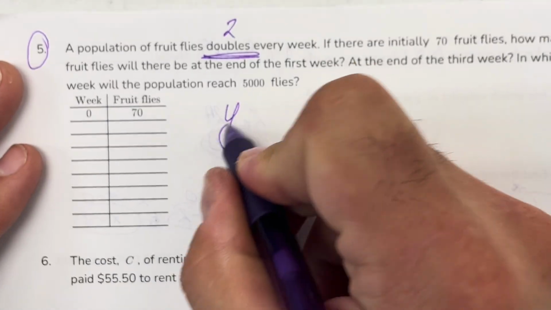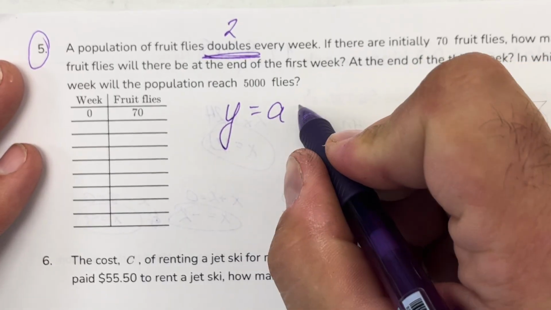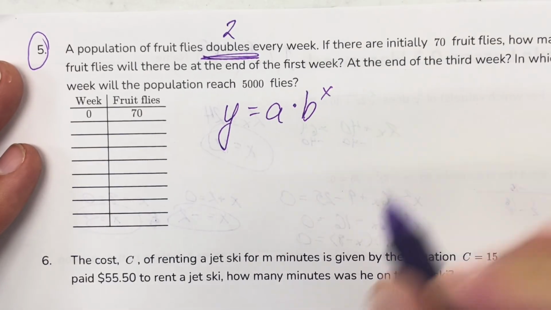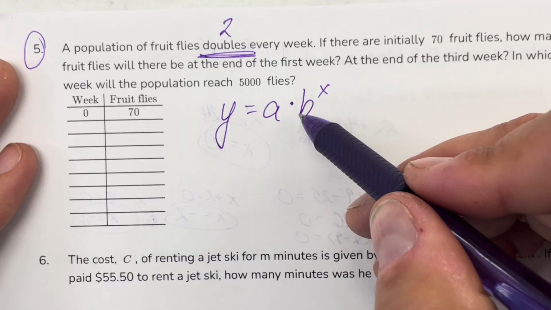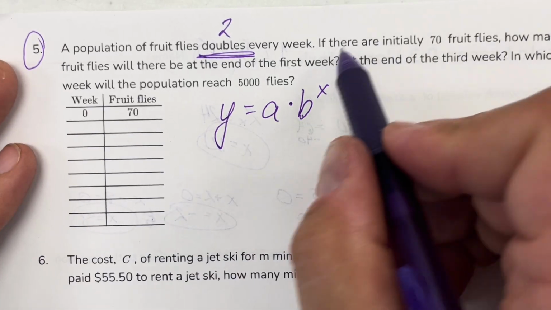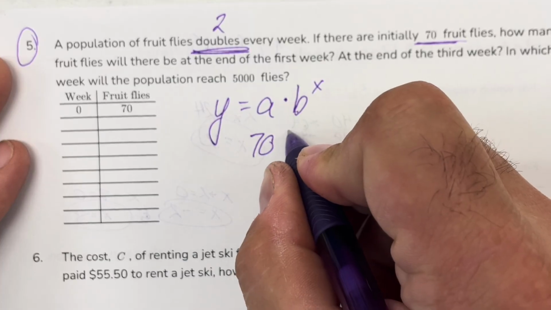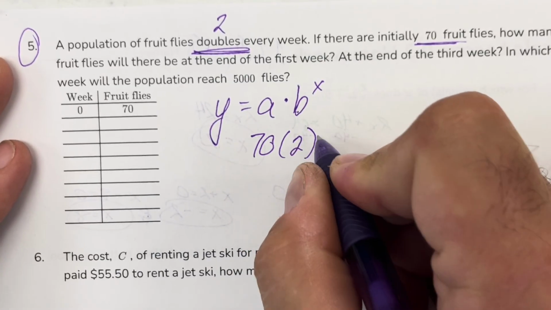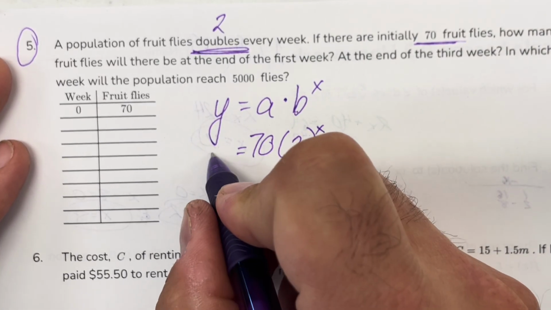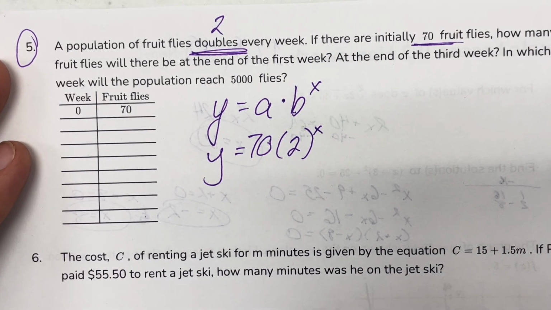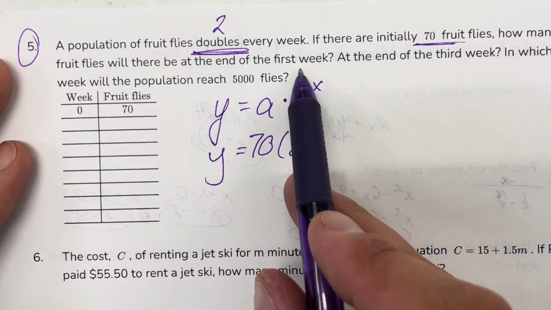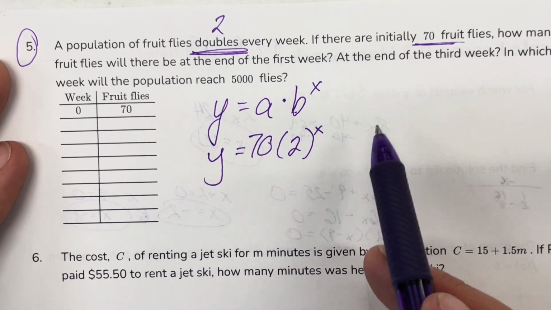Remember that our formula for exponentials is y equals a times b to the x power, where b is that growth factor and a is the starting value. Well, initially 70 fruit flies, so 70 times 2 to the power of x. There's our equation for this. How many fruit flies will there be at the end of the first week?